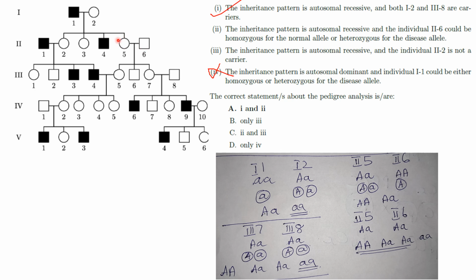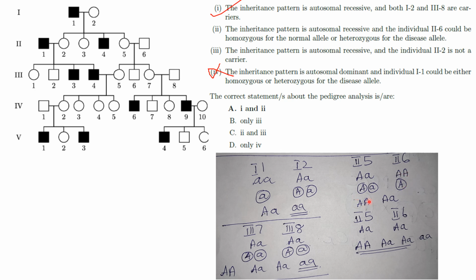Now 2, 5 could be heterozygous. Okay. The offspring of these two individuals is going to be heterozygous. See here, offsprings will be like this. So it is going to be heterozygous. It is not diseased, so it is heterozygous. And 2, 6 could be homozygous for the normal allele, so we will put it as capital A, capital A. So these are the offspring.